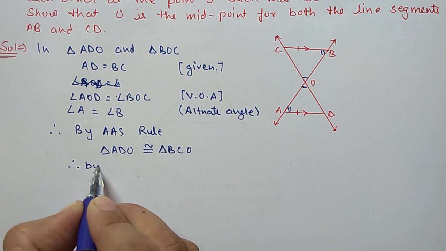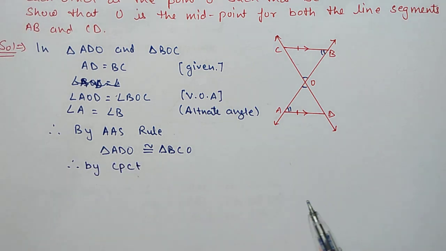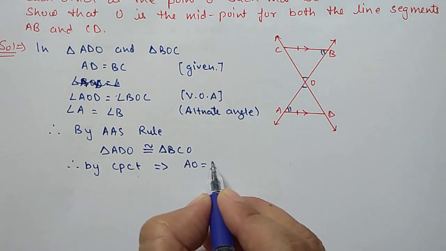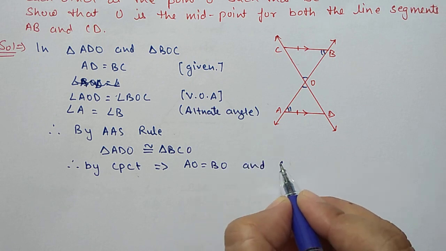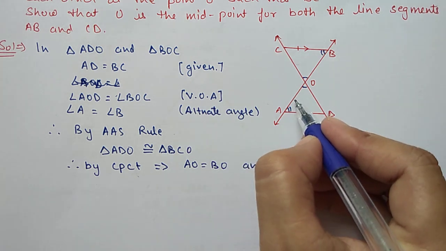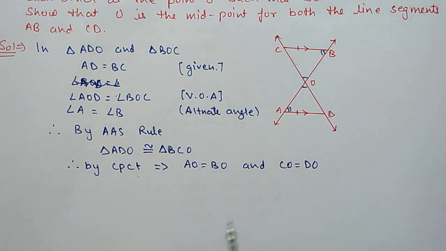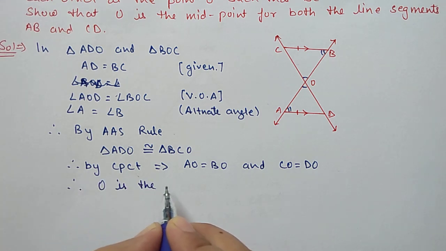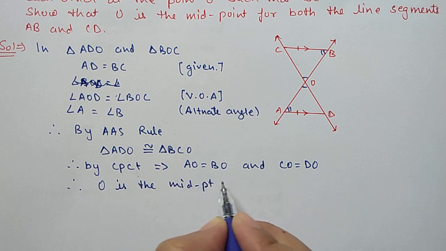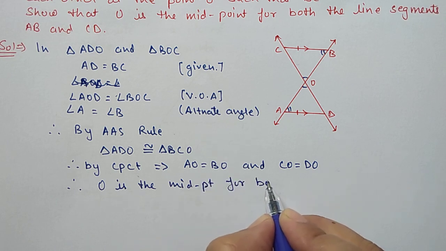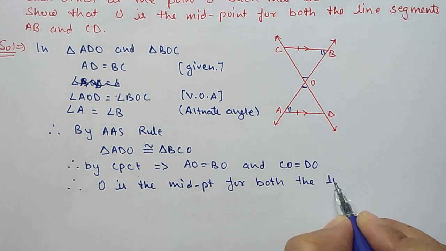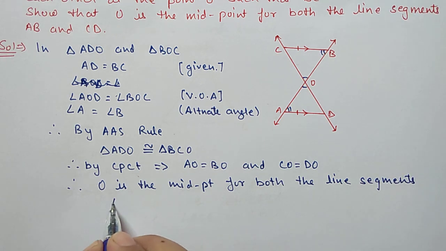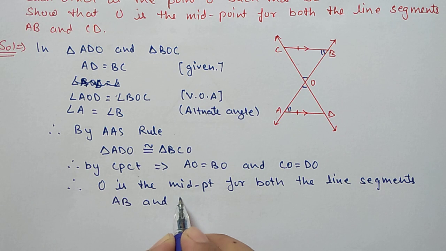Therefore, by CPCT, the rest two sides also will be equal. We can say AO is equal to BO and CO is equal to DO. AO and BO will be equal, CO and DO will be equal. Therefore, O is the midpoint for both the lines AB and CD.